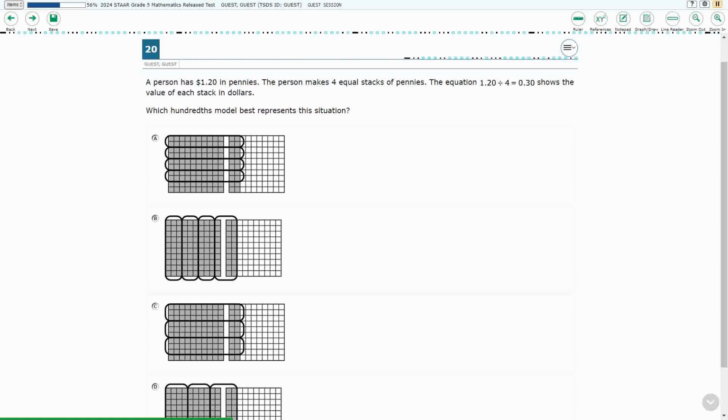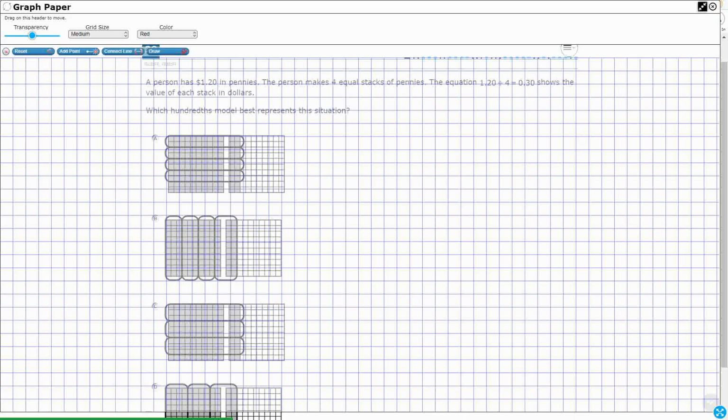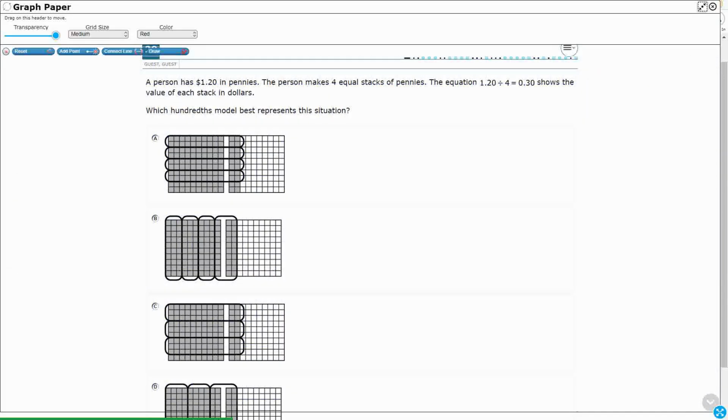All right, so we've got a person here. It's got 120 pennies, or $1.20 in pennies, but that'd be 120 pennies. And the person makes 4 equal stacks, and they even give us the equation, so we don't even have to try to figure out how much is in each equal stack, right? 1.20 divided by 5 equals 0.30. So 30 cents in each stack, 30, 60, 90, 120. So we simply need to find the best model to represent that.